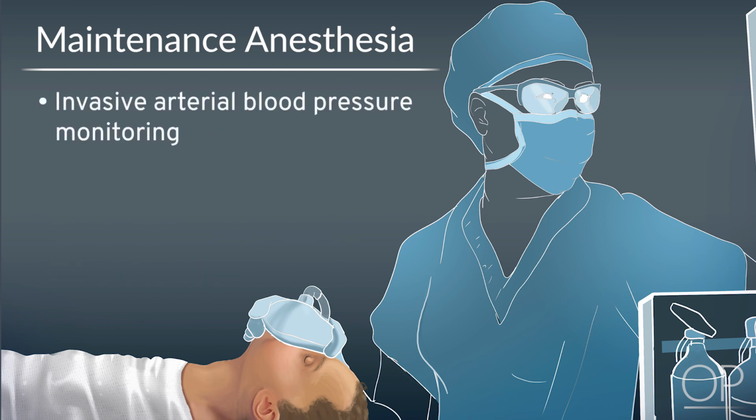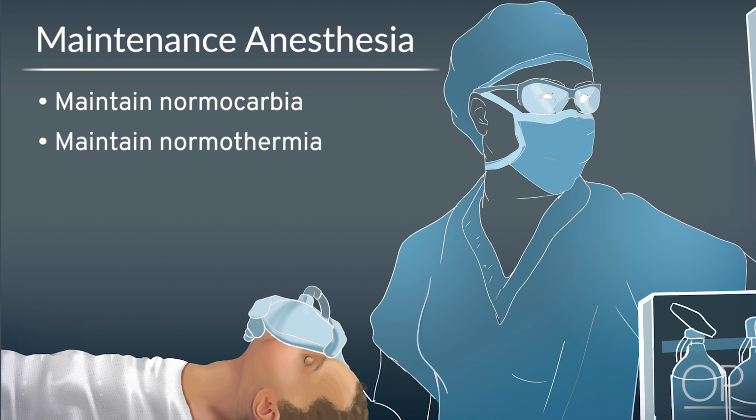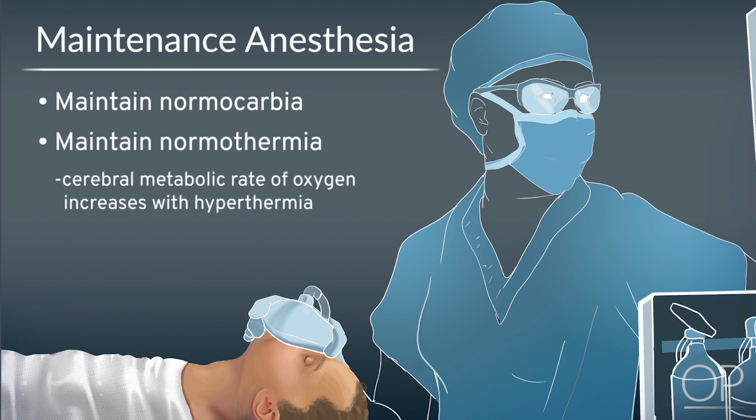Invasive arterial pressure monitoring is indicated so as to promote tight control of blood pressures. It is important to maintain normocarbia so as to ensure good cerebral blood flows. Likewise, it is important to maintain normothermia so as to maintain balance between cerebral metabolic rate of oxygen, which increases with hyperthermia, and risk of vasospasm, as occurs with hypothermia.